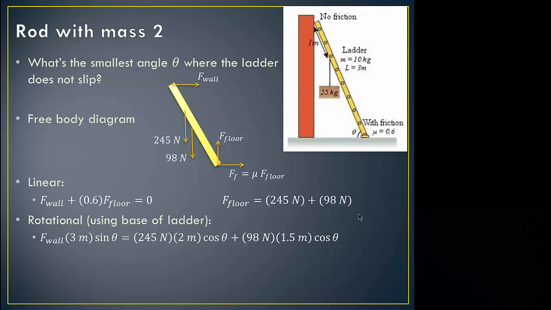In this case, I made the base of the ladder my point of rotation. I have two forces there. So by making that the point of rotation, multiplying them by 0, they disappear from my equation. And I can solve this because I can solve for the sine of theta and the cosine theta by dividing both sides and ending up with a tangent theta. So I have three unknowns in this case: angle theta, the force of the wall, and the force of the floor. And I can figure those all out using system of equation methods.